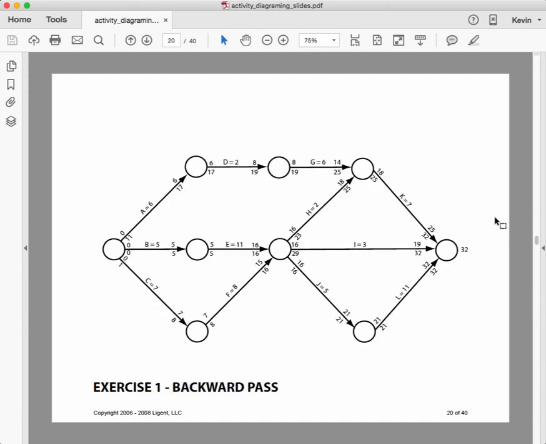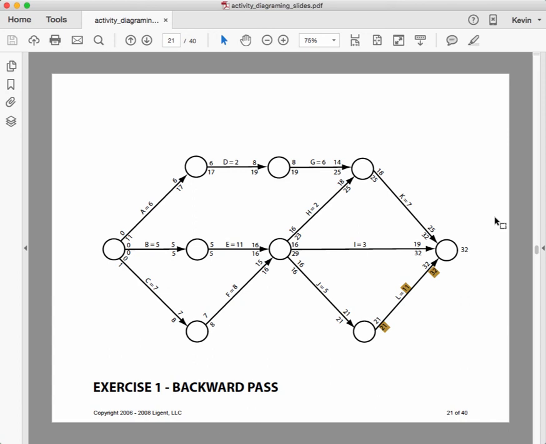Okay. So let's kind of work this back. We're starting with 32. So 32 becomes the late finish of all three of the tasks that go into the terminal node K, I, and L. And then if we look at L, we start at 32, we subtract 11, we've got 21.